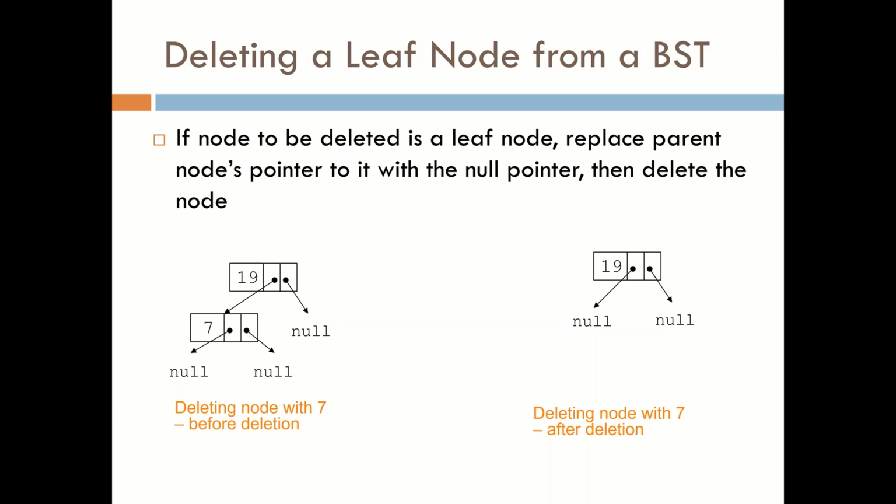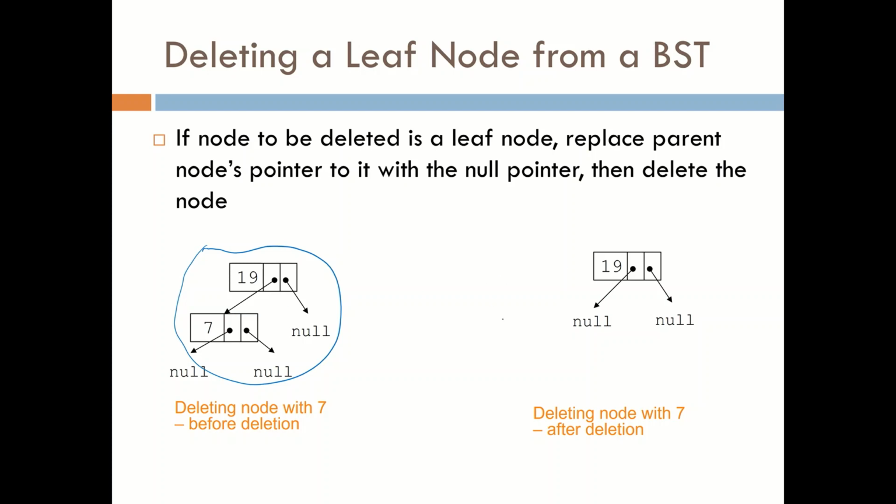If the node to be deleted is a leaf node, then we just simply replace the parent node's pointer with the null pointer. So in other words, if I'm deleting from this particular tree, if I'm deleting the value 7, and I travel down here and I realize that 7 is in fact a leaf node, all I must do is replace this link that was previously pointing to 7, make it point to null. And so it's going to look like this.